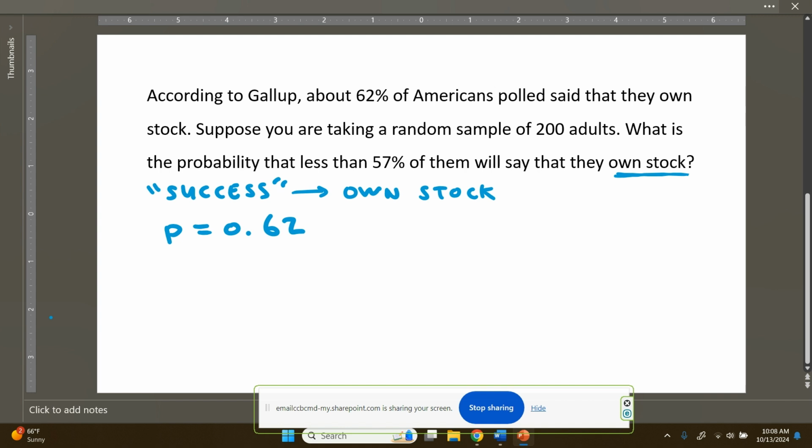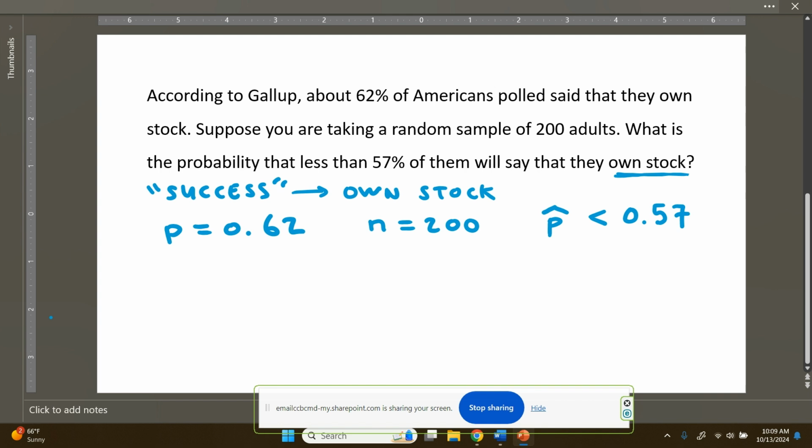We're taking a random sample of 200. That's N. And we want to know the probability that less than 57% of them will say they own stock. So that 57% is attached to the sample, so I'm going to call it P hat for my sample proportion. And there we have it. That's the information that's directly given to us in the problem.